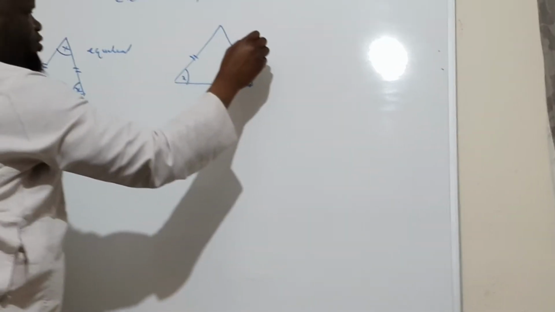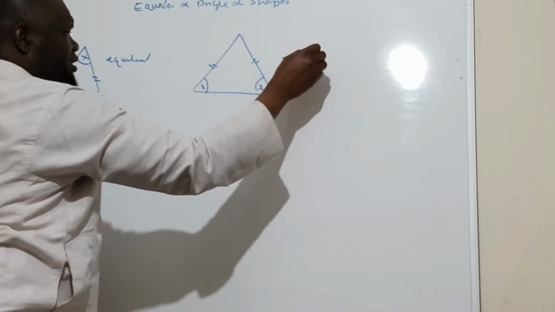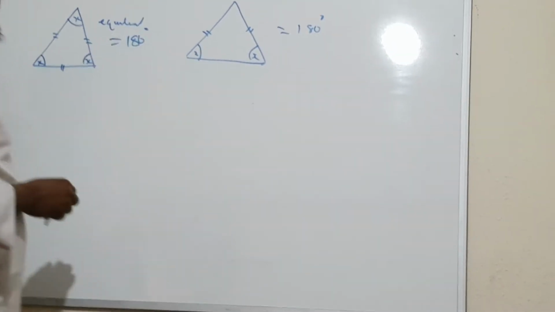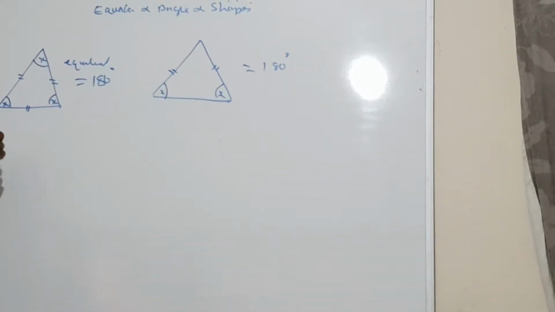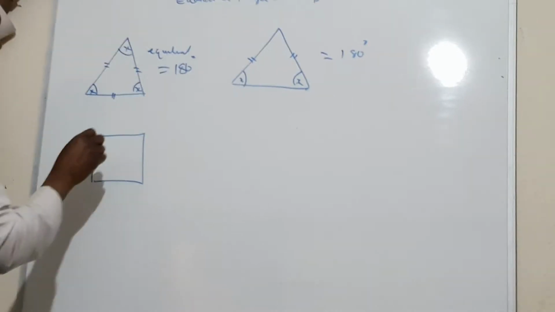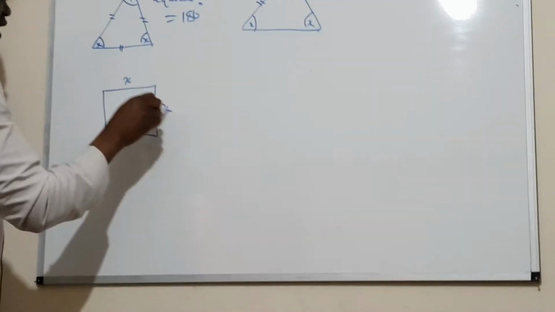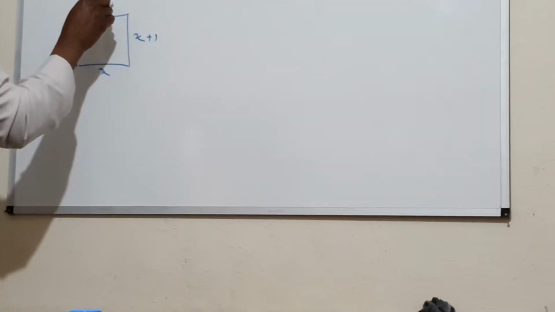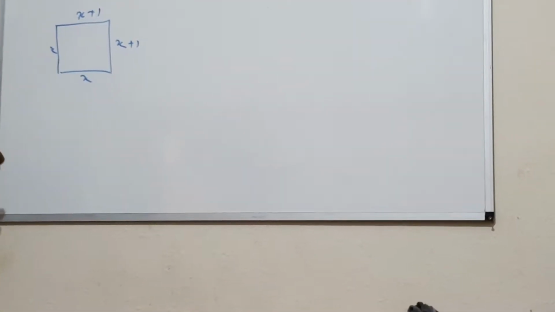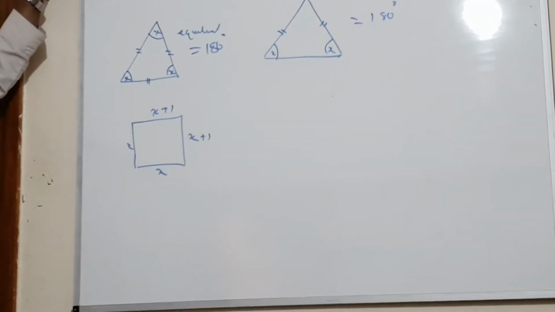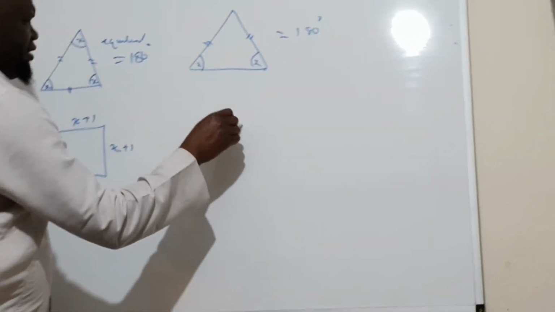But they all make up how many degrees? That's what I'm after: 180 degrees. So all triangles add up to 180 degrees. So what about a square? If this is x, that will be x, that will be x, that will be x. If this is x plus 1, this will be x plus 1 as well. In a square, all the sides are equal. Now, let's look at a rectangle.